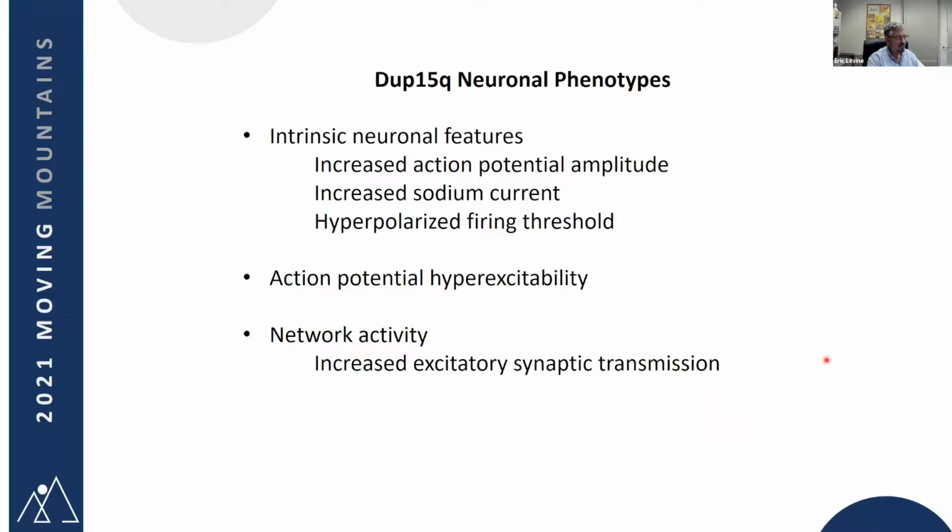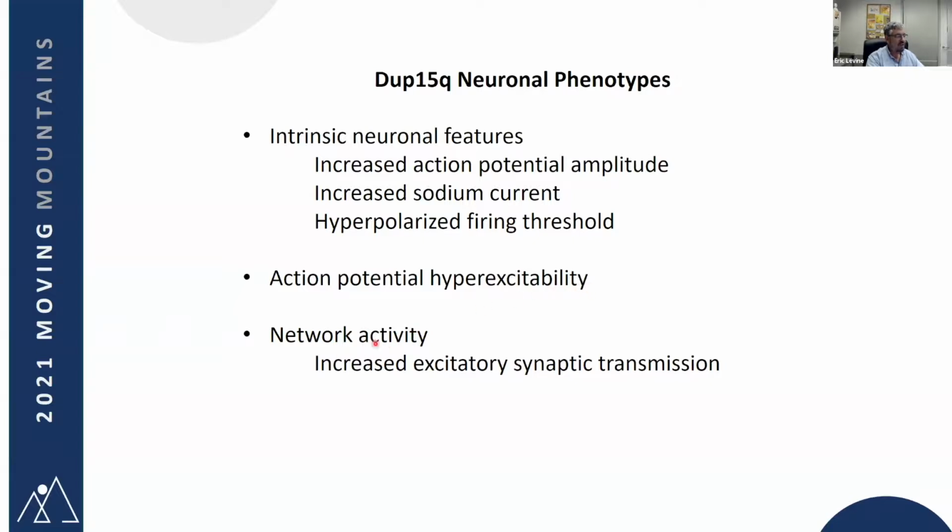So I'm going to summarize this first part by telling you what neuronal phenotypes we have seen so far in these isogenic cell lines. So we see changes in intrinsic neuronal features, which is the increased amplitude, increased sodium current, and the hyperpolarized firing threshold. When we look at the firing of these cells, we see that they're hyperexcitable. They fire at higher rates than the control neurons.